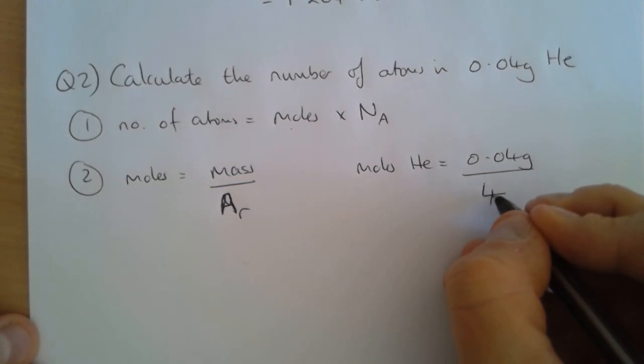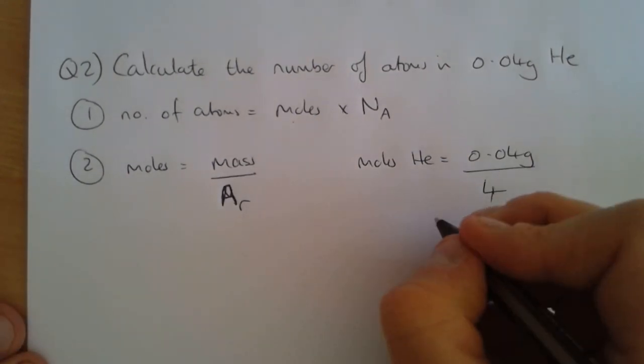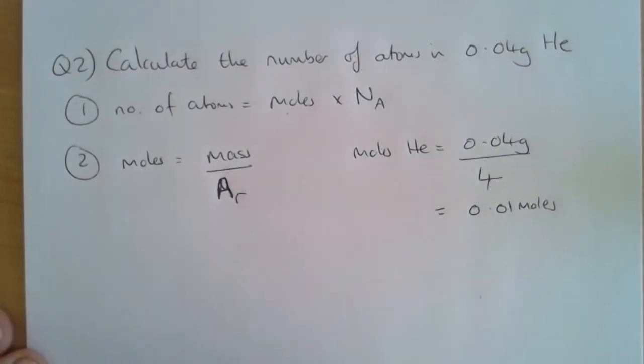Where did I get 4 from? 4 is the relative atomic mass of helium. I would have found it from the periodic table. So that gives us an answer of 0.01 moles.